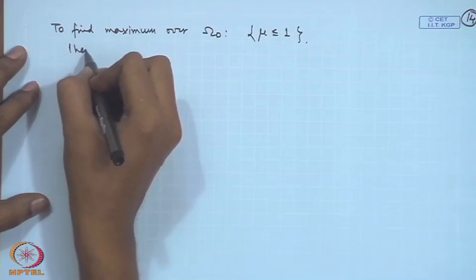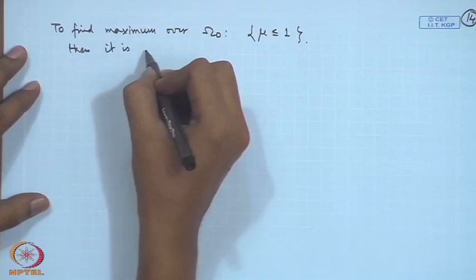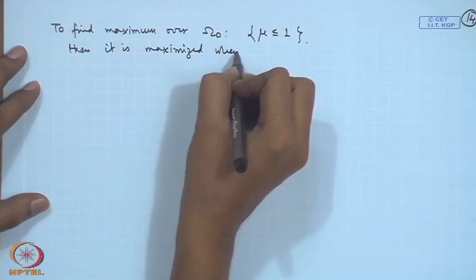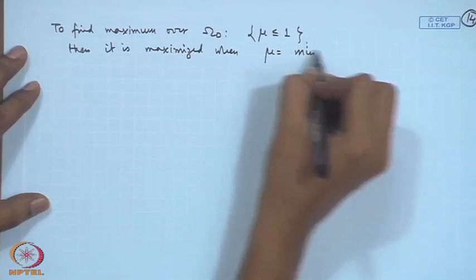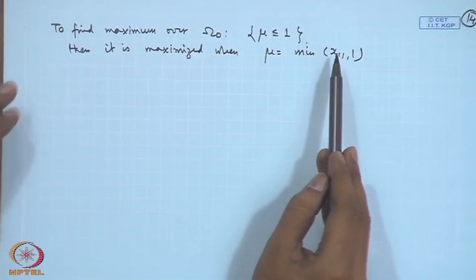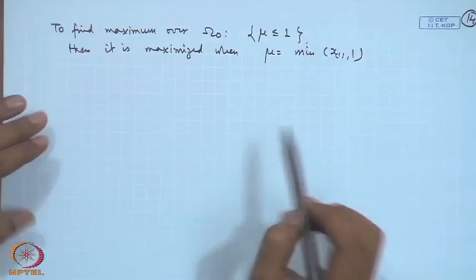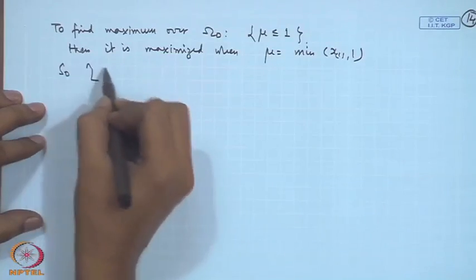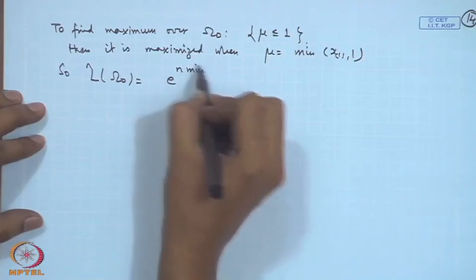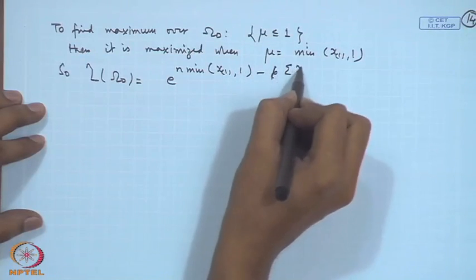Then it is maximized when mu is equal to minimum of x1 and 1, because we are putting two restrictions, mu is less than or equal to x1 and mu is less than or equal to 1. So, the maximum value that mu can take is minimum of x1 and 1. So, L hat omega naught that will become e to the power n minimum of x1 and 1 minus sigma x i.